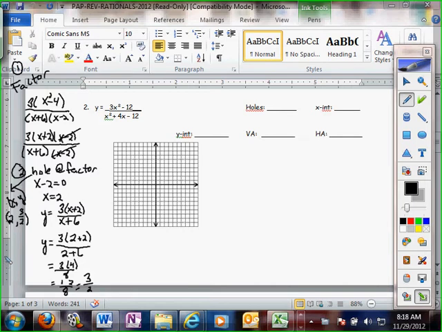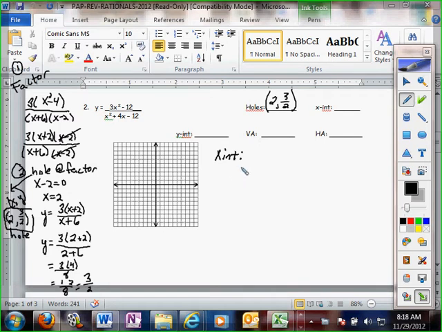Remember, you're not going to have a calculator on this test tomorrow. So I have a hole right here. There's my hole. Moving on, the next step says to find the x-intercept. To find the x-intercept, I suppose I could fill this in. My hole is at 2, 3 halves. And that's all I know so far.